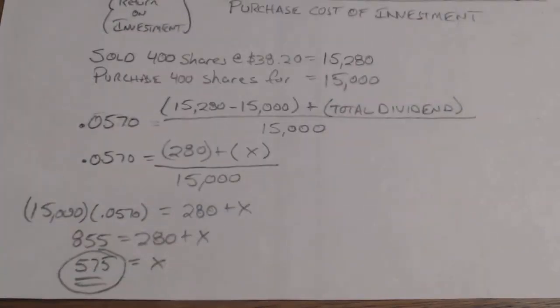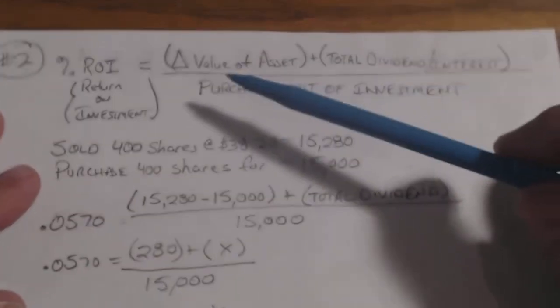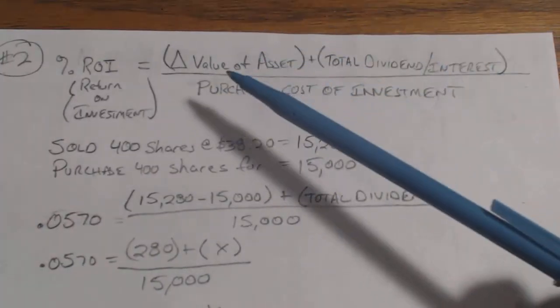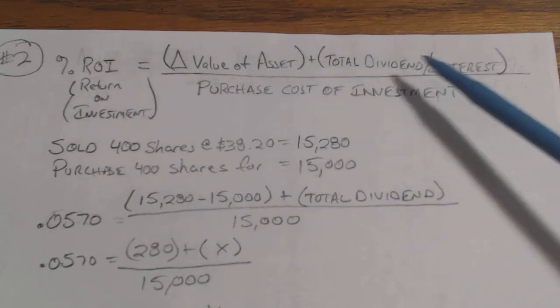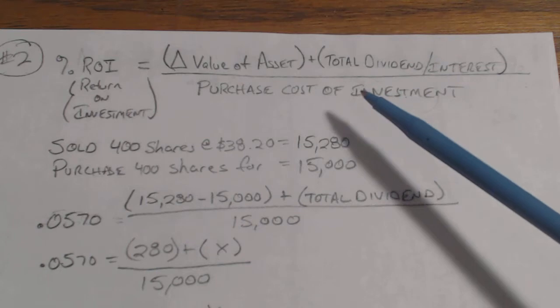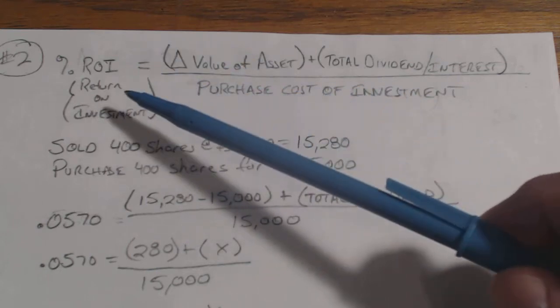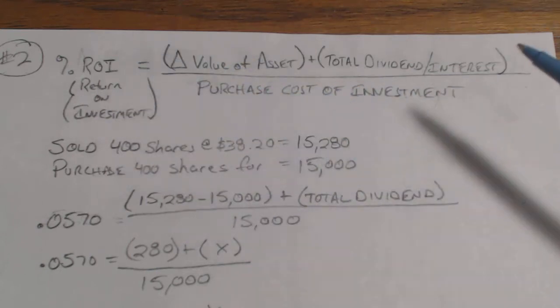And again, this is real basic stuff. It's just whatever you made on the stock when you sold it, or loss. Remember, you could have a loss on this. It could be negative. So it's whatever you made, the delta, I should say, the delta of the value of the asset, which is the profit or loss, plus any dividend or interest that you collected during that period, over the original cost, equals the return or return on investment, whatever you want to call it.